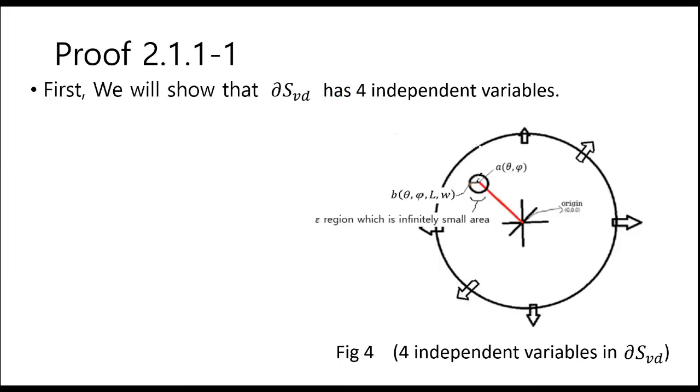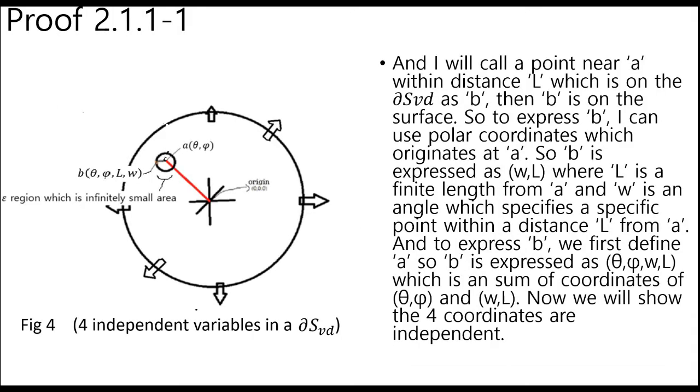First, we will show that DS3D has 4 independent variables, and I call a point near A with a distance L, which is on DS3D, B. Then B is on the surface, so to express B, I can use polar coordinates which originate at A, so B is expressed as omega, L, where L is a finite length from A, and omega is an angle which specifies a specific point within a distance L from A. And to express B, we first define A, so B is expressed as theta, phi, omega, L, which is a sum of coordinates of theta, phi and omega, L.